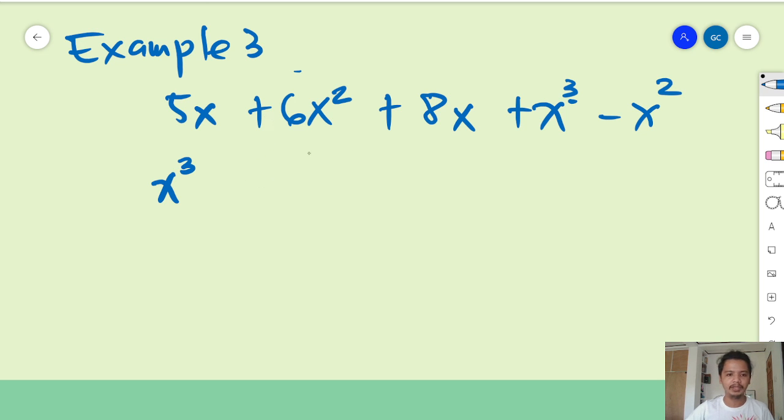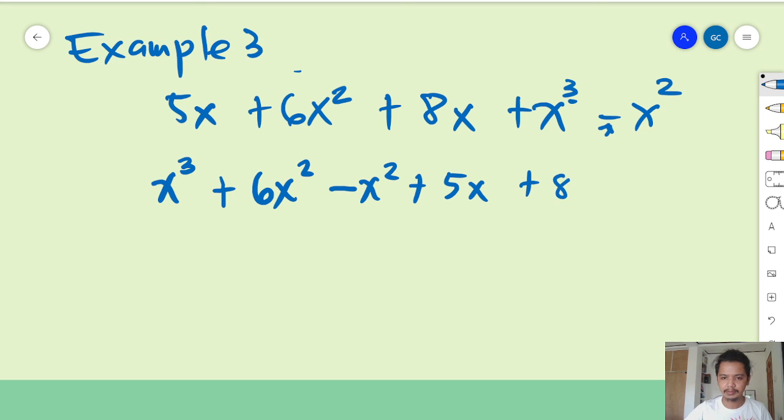So, meron pa bang x cubed? Wala na. So, isunod natin yung x squared. Ito, meron tayong plus 6x squared. Okay. Then, meron pa bang x squared? Ayun, sa dulo. Lilipat natin siya, tapos negative yung sign niya. So, huwag niyo kakalimutan yung negative. Magkakaroon tayo dyan ng negative x squared. Okay? Then, kung wala nang x squared, doon na tayo sa x. We have there 5x.